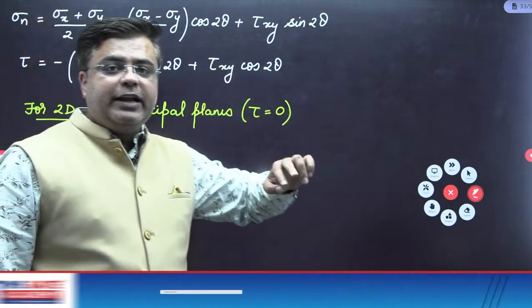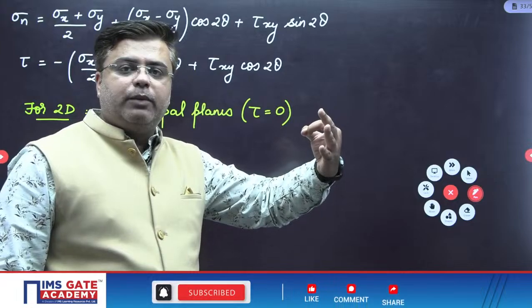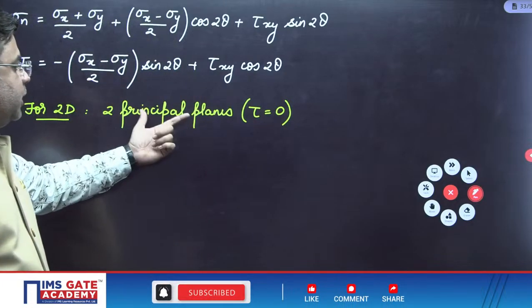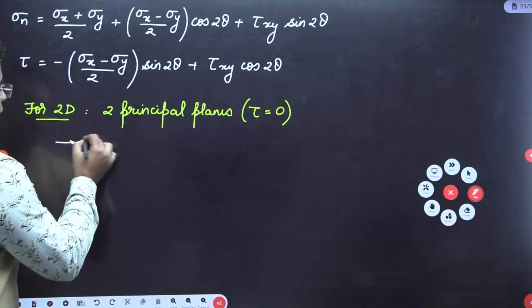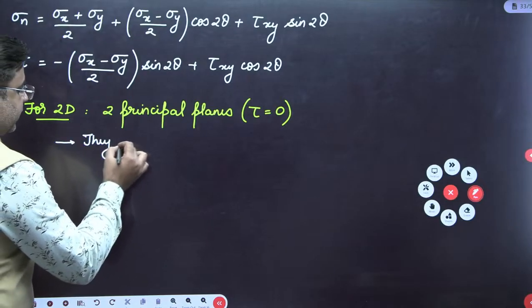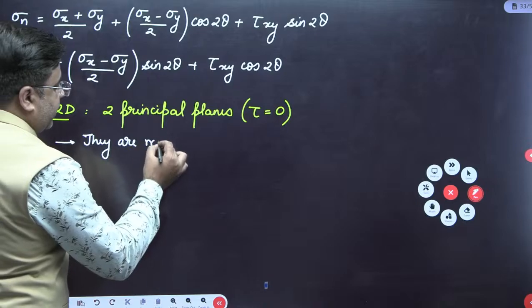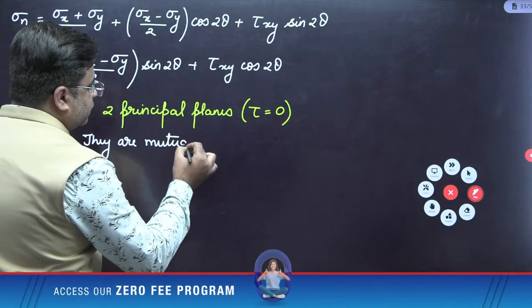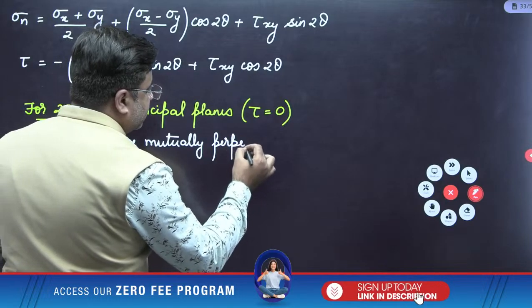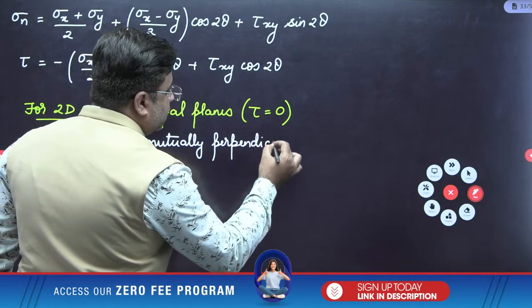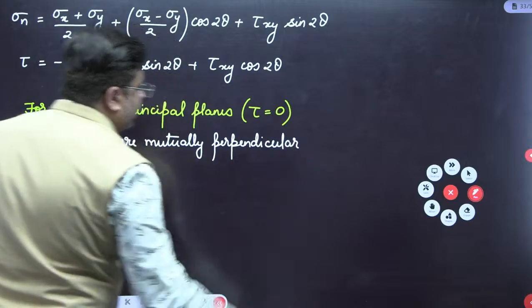Similarly, for 3D loading, we have three principal planes. And all these principal planes are mutually perpendicular to each other.